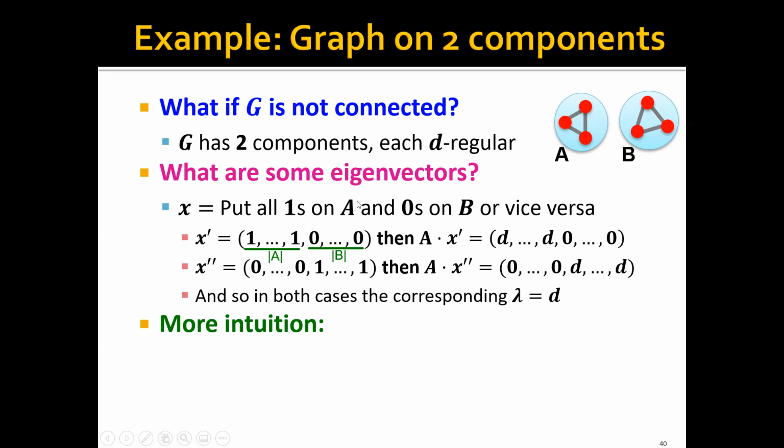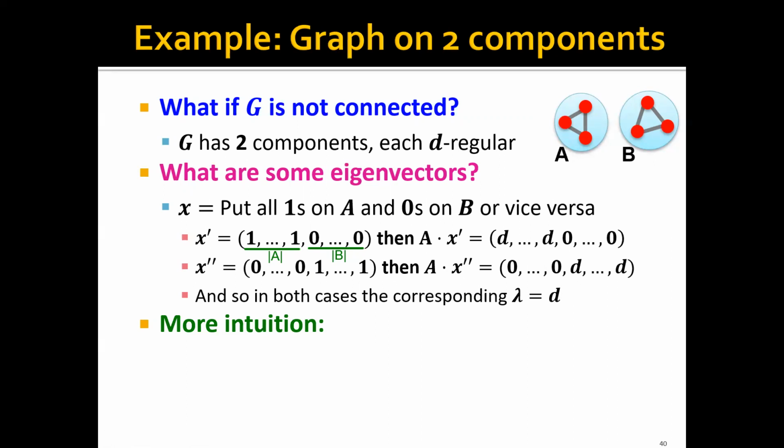And what if we do the opposite? What if we put all ones on B and all zeros on A? In this case, X would be just 0, 0, 0, 1, 1, 1. Then A times X would be a concatenation of two vectors. The first vector will be a vector of all zeros, and the second vector will be a vector of all Ds. But in both cases, you can see that the corresponding eigenvalue lambda is equal to D.